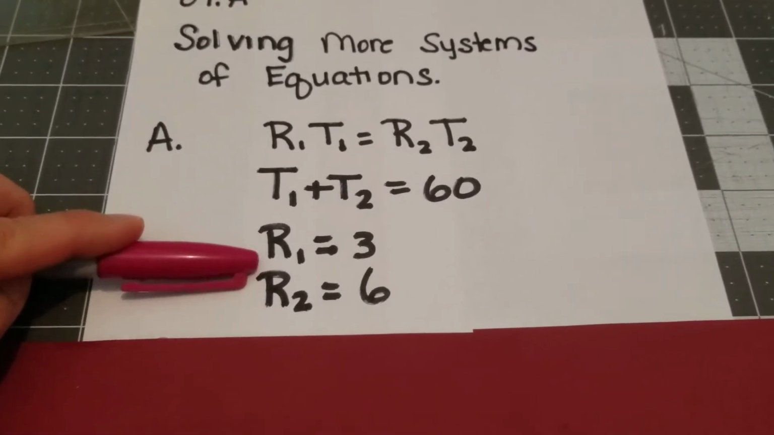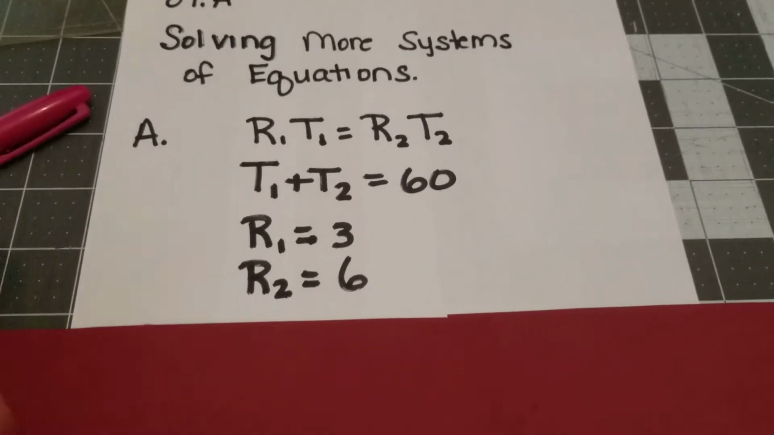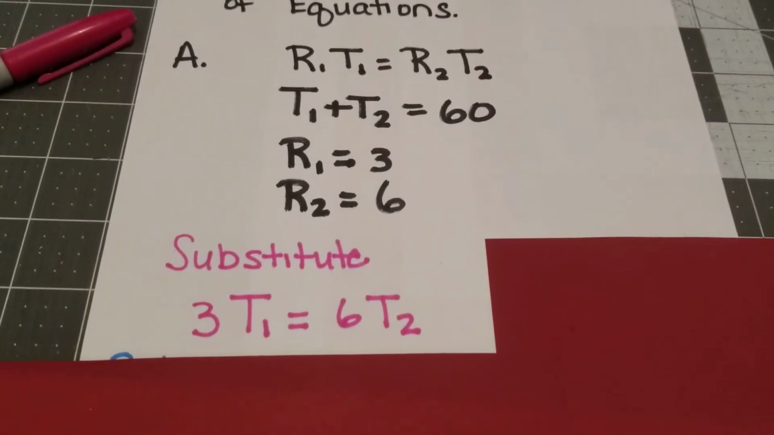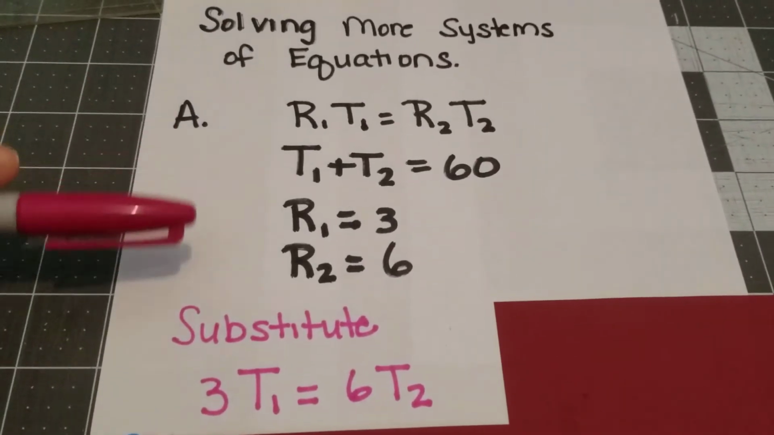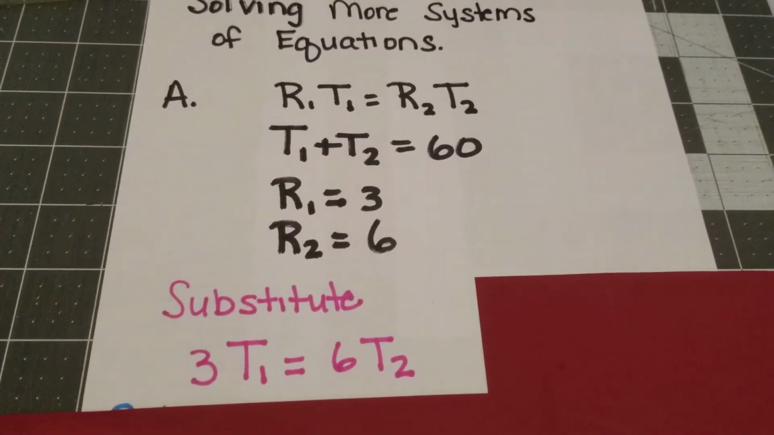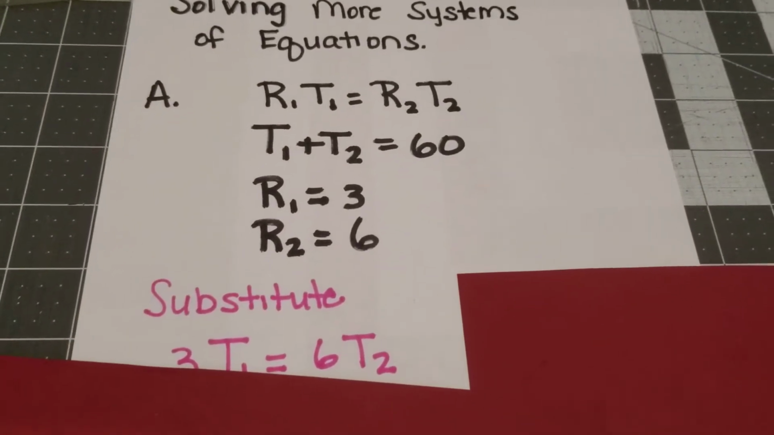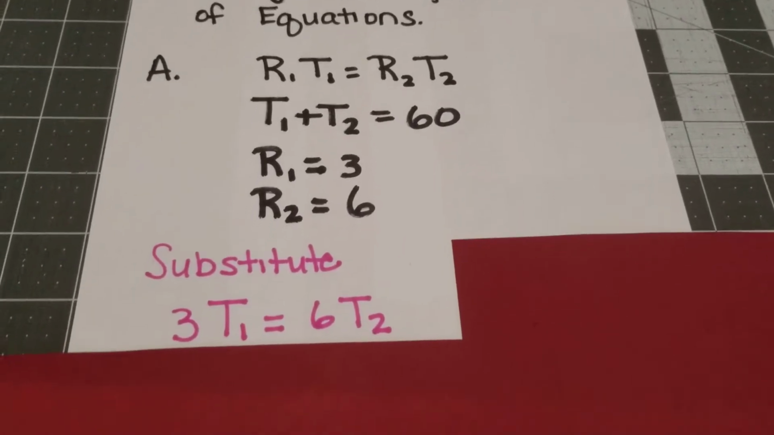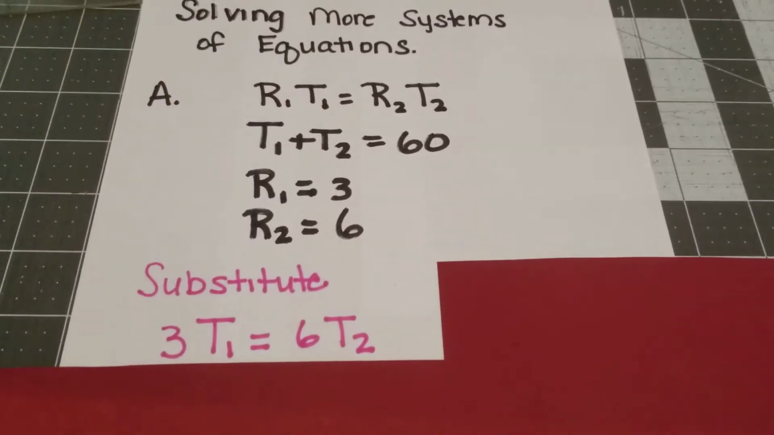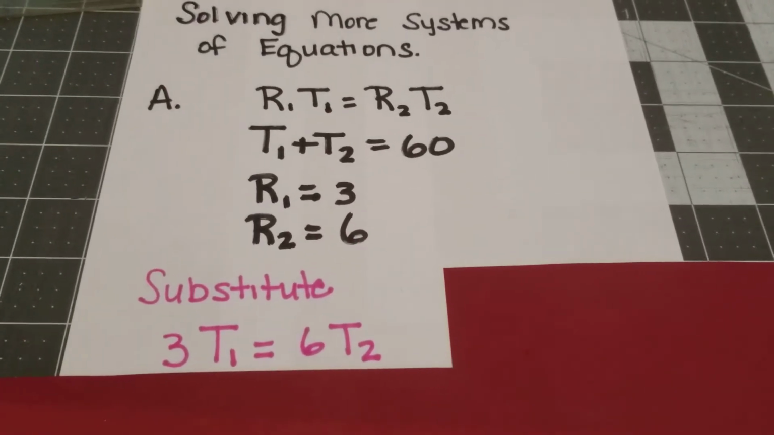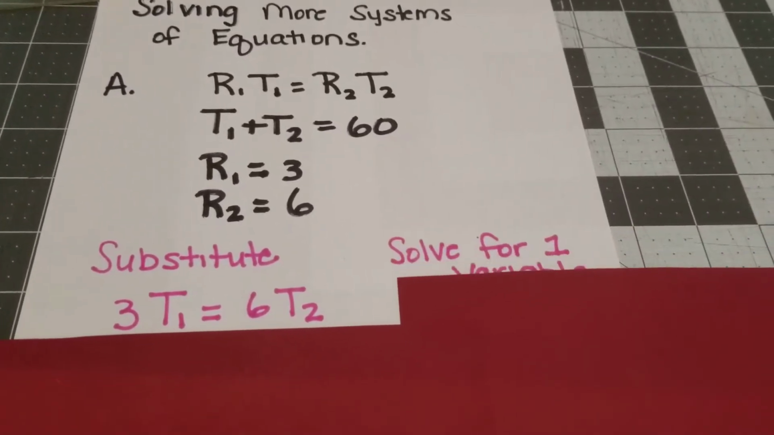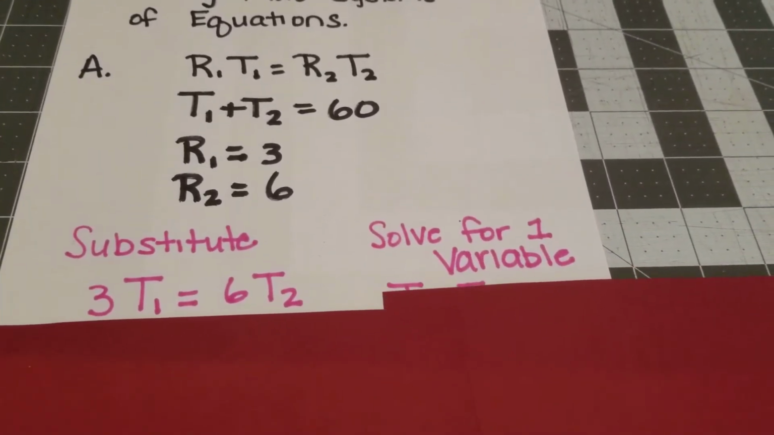Because they give you these known factors, our first job is to substitute those into that top equation, right? We're just going to take the R1 and substitute it in up here, so we get 3T1, and doing the same thing with the 6, we get 6T2. Now from there, that's still not usable for us. So we need to manage that second equation so it's useful.